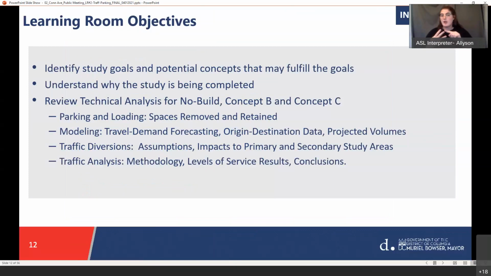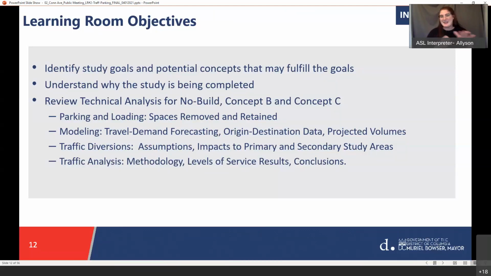We'll let you know parking and loading, number of spaces that would be removed and retained under each concept. We'll give you a little bit of a primer on modeling and travel demand forecasting, our origin and destination data, and our projected volumes. We'll talk to you about traffic diversions, our assumptions, and our impacts to the primary and secondary study areas. And we'll go over the traffic analysis methodology, our level of service results, and conclusions.